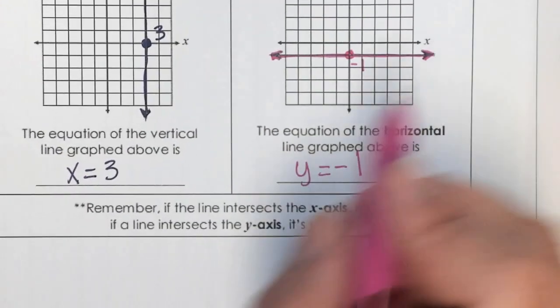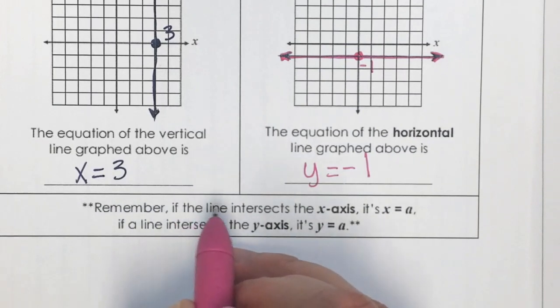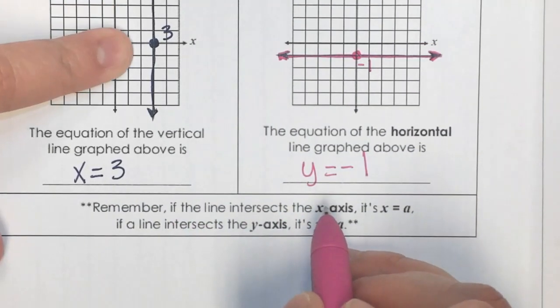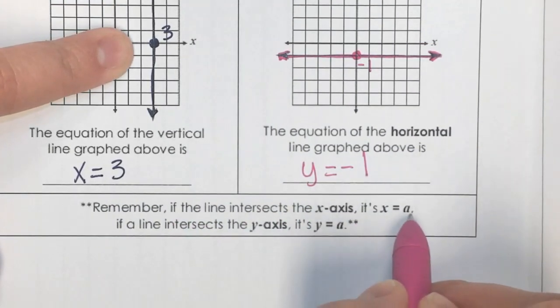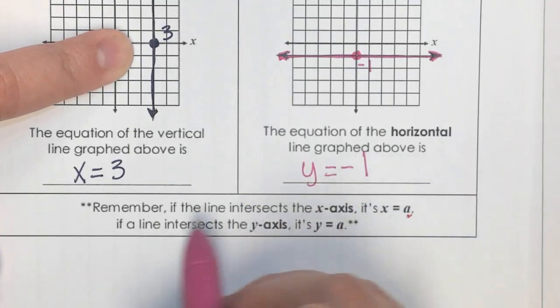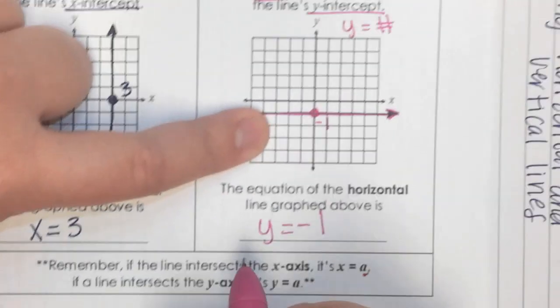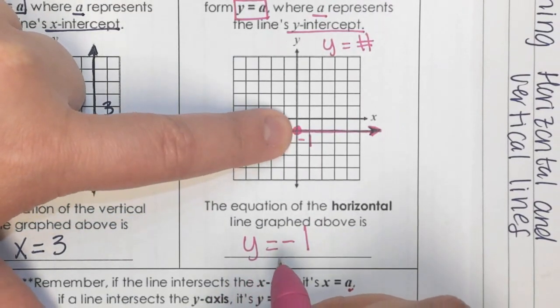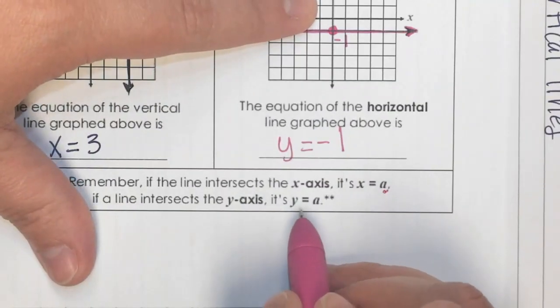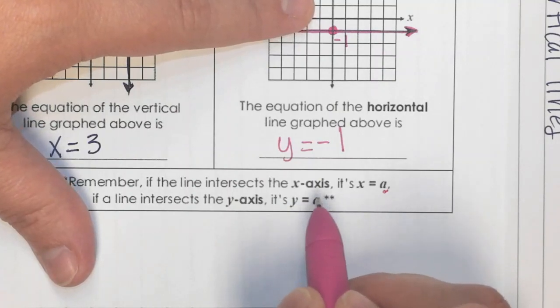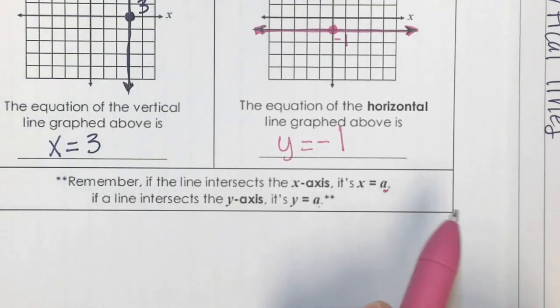Okay. So just a quick little reminder. Remember, if the line intersects the x-axis, it's x equals a, being whatever x-intercept it is. If the line intersects the y-axis, it's y equals a, being whatever the intercept is. Okay, any questions?